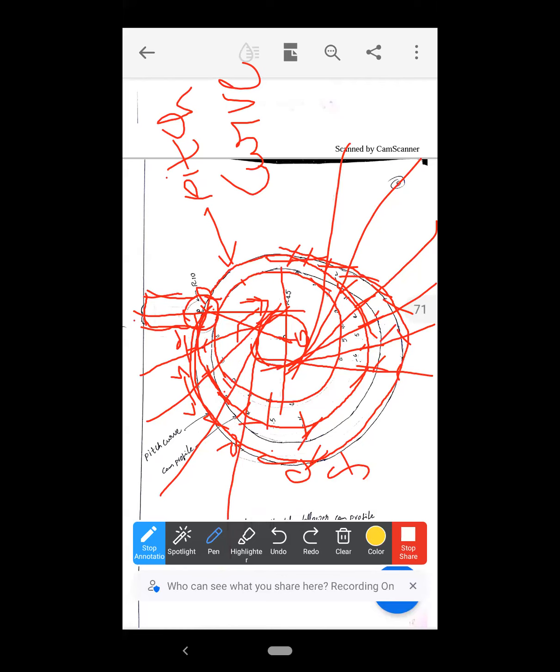Now you have to generate another curve. That is drawn by the base circle. So this curve is the cam profile.